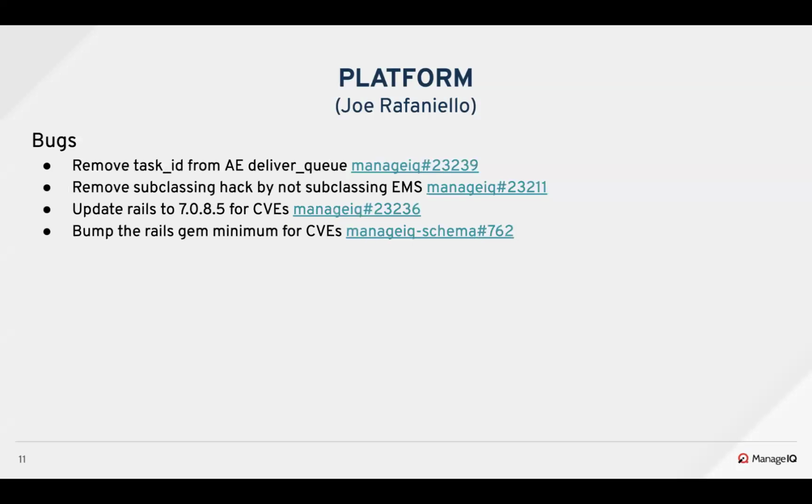Jason also updated Rails to 7.0.8.5 to address some CVEs. He also updated the schema repository's minimum Rails gem version to address some CVE warnings.